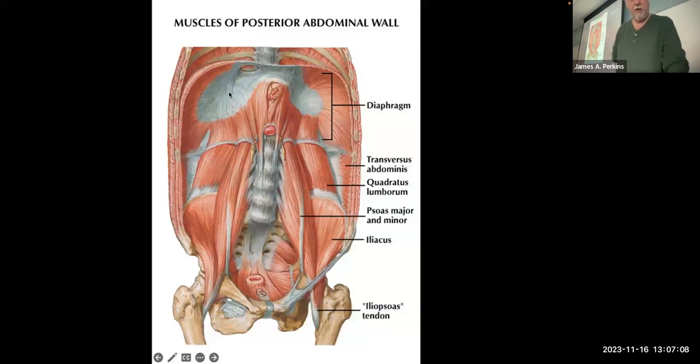I think in this picture, you can also tell that the insertion of the diaphragm is relatively easy because the entire thing basically inserts into itself. All of the different parts of the diaphragm converge on something called the central tendon. You can see that big gray area there where all the fibers of the different parts of the diaphragm are converging on that central tendon.